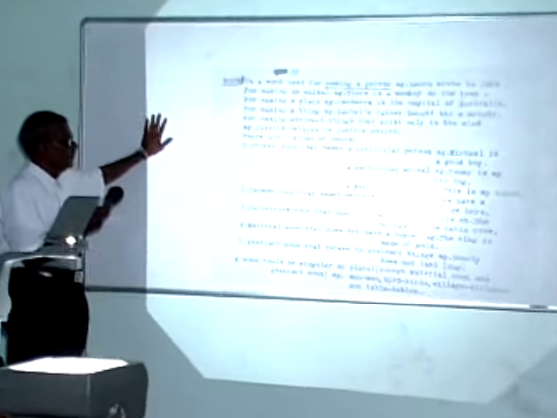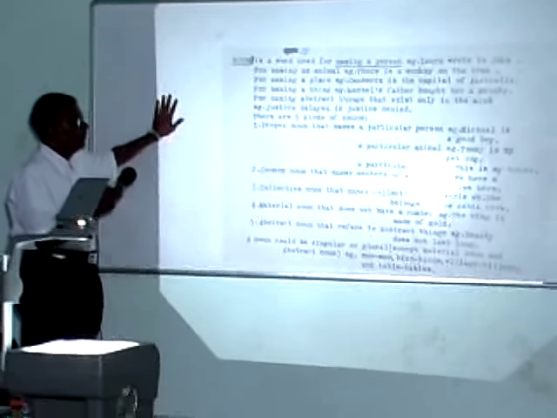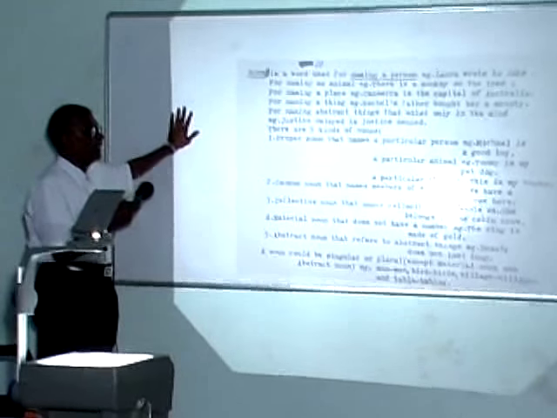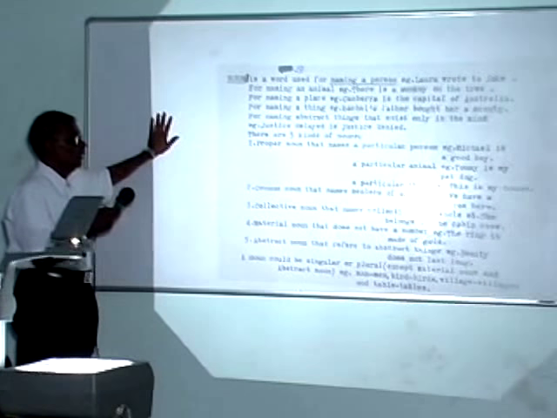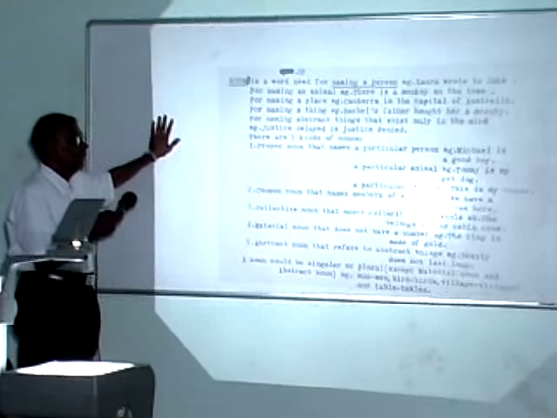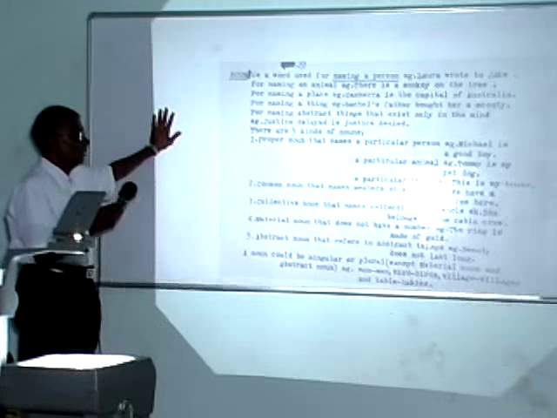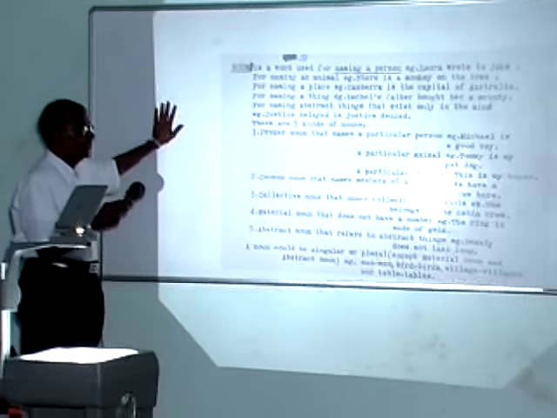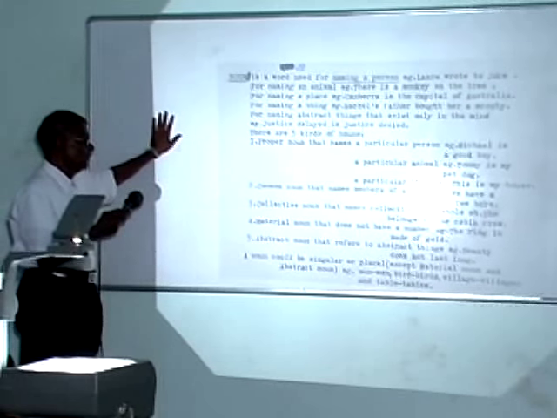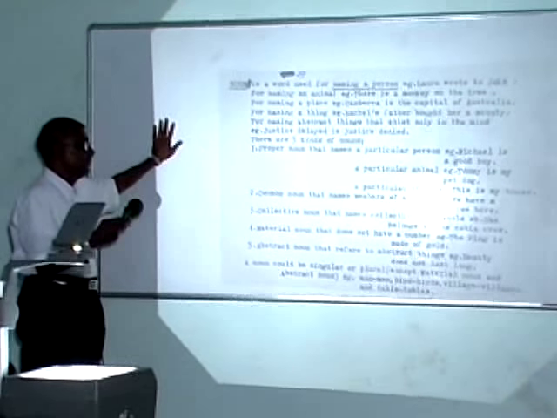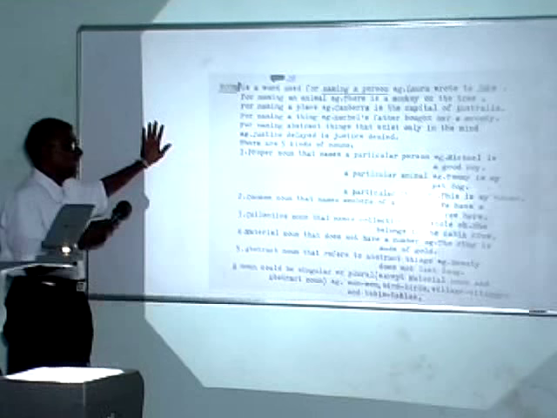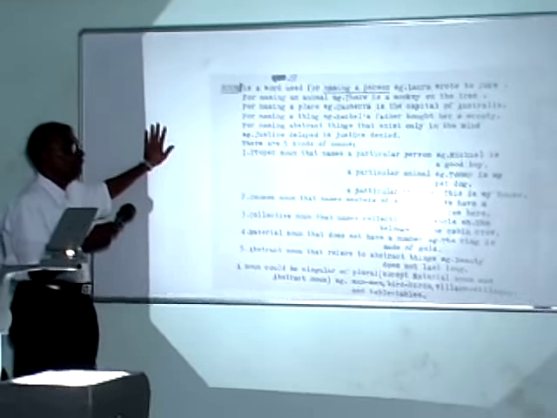Proper noun names a particular person, as in Michael is a good boy; a particular animal, as in Tommy is my pet dog; a particular thing, as in this is my house. Second, common noun names members of a class, as in we have a tree here.